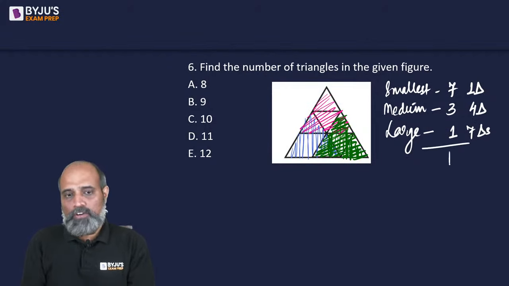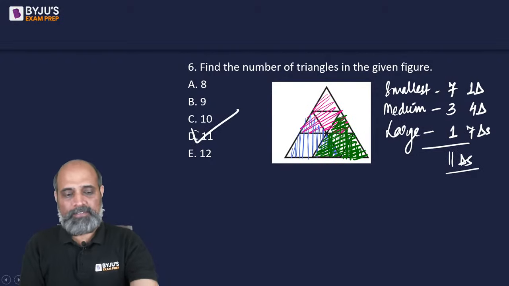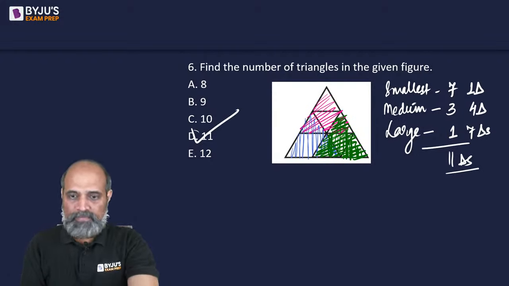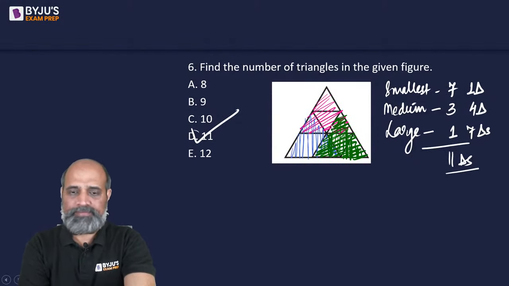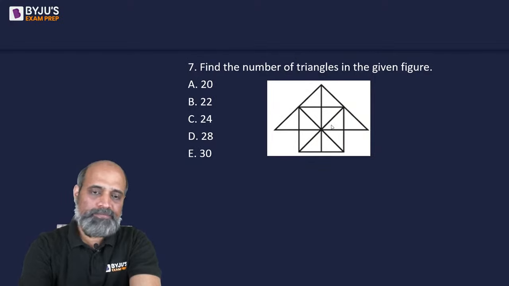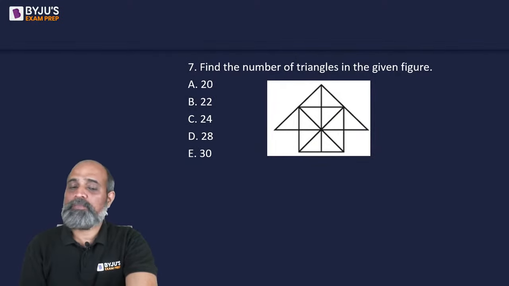So total of 11 triangles we have. D is the answer. Vaishnavi, D, not E, it's not 12, D. Okay, next one. Again, we need to find the number of triangles in this.